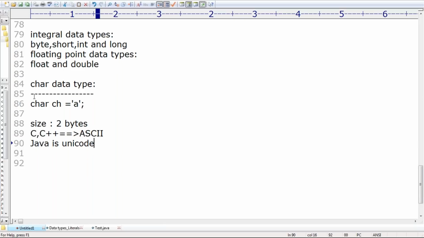I can use it in Java. Any alphabet symbol worldwide I can support, sir. The number of worldwide alphabet symbols is very huge. 1 byte is not enough to hold that many. Compulsorily, we should go for what? 2 bytes. Remember that, sir.